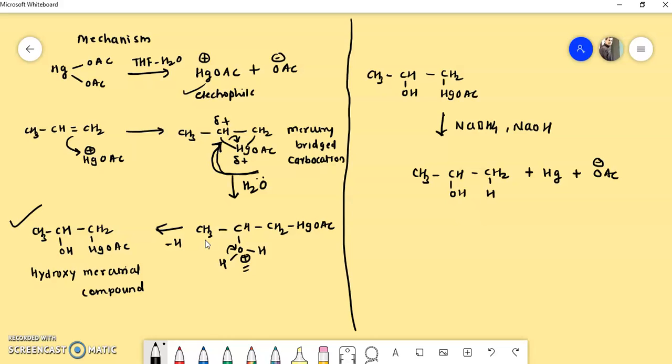So I will once again explain the first step. Mercuric acetate in presence of THF and H2O gives this electrophile HgOAc and acetate ion. This electrophile then gets added to this double bond to form the mercury bridged carbocation. Then a water molecule adds on the carbon as per Markovnikov addition to generate this hydroxy mercurial compound. And in the next step, finally, this hydroxy mercurial compound is treated with sodium borohydride in presence of base to form this final alcohol as a product with the elimination of mercury and acetate.